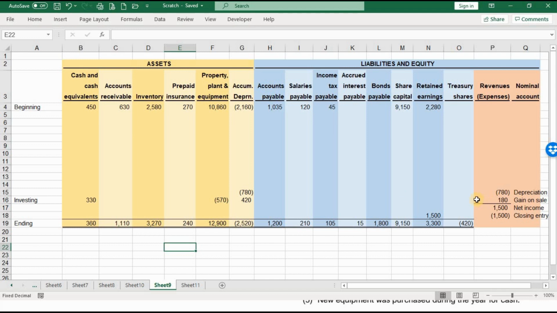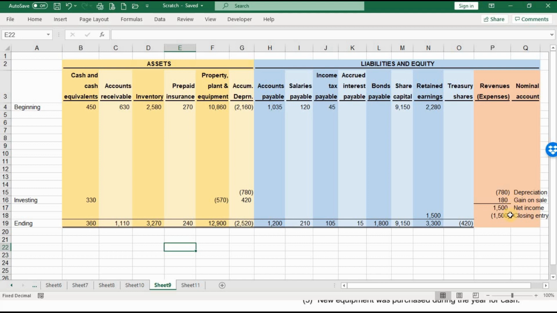Again, the only nominal accounts that we must include in our adjustments to net income are the nominal accounts that are related only to investing and financing activity. So now, we're done with the nominal accounts adjusted to net income. Let's proceed to the computation of cash flows from investing and financing activity under the direct format.